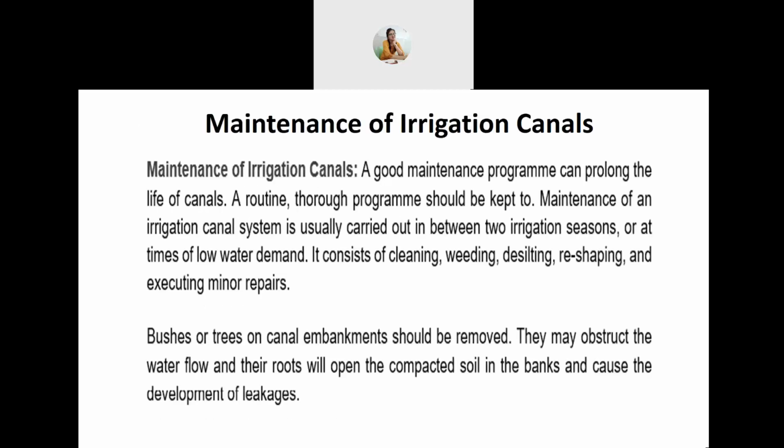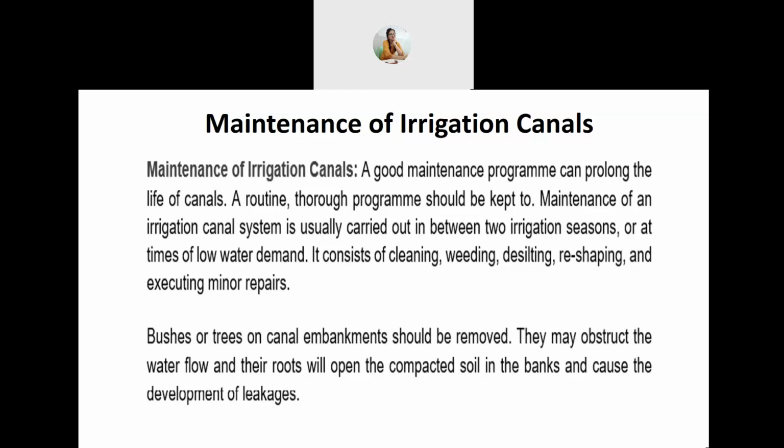The next topic is maintenance of irrigation canals. A good maintenance program can prolong the life of canals. A routine, thorough program should be kept too. Maintenance of an irrigation canal system is usually carried out in between two irrigation seasons or at times of low water demand. It consists of cleaning, weeding, desilting, reshaping, and executing minor repairs.